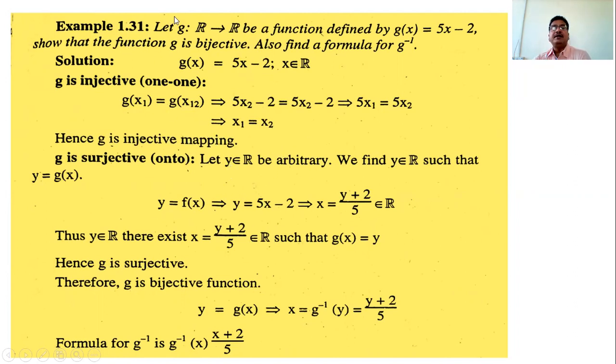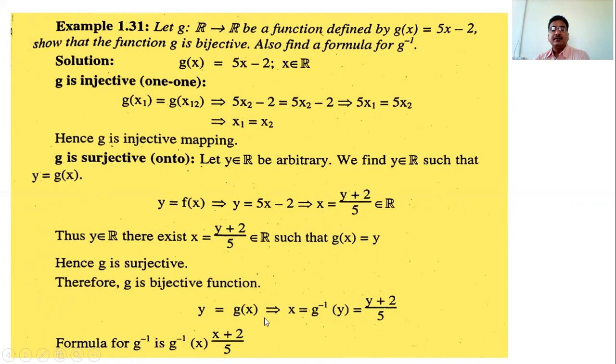Let y be an arbitrary element from this set R, and then we have to find the pre-image. Let x be the pre-image of this y under g, that is g(x) is equal to y. Then write, y is equal to g(x), which implies 5x minus 2, and then find x as (y plus 2) by 5.